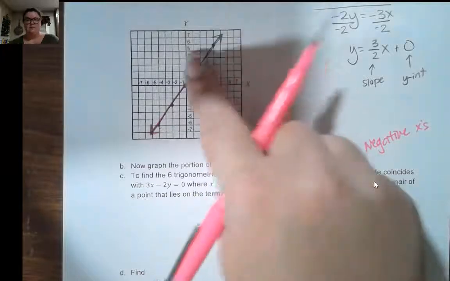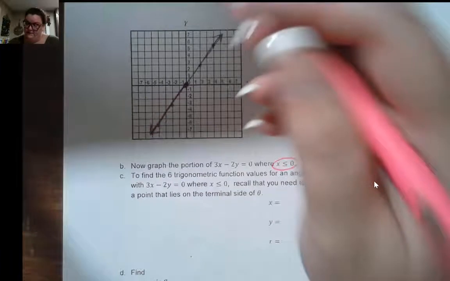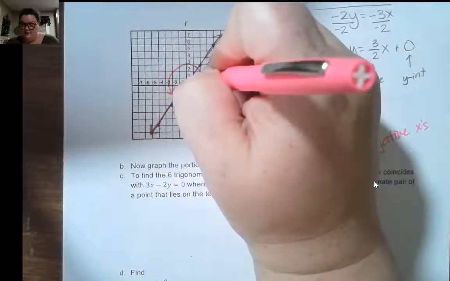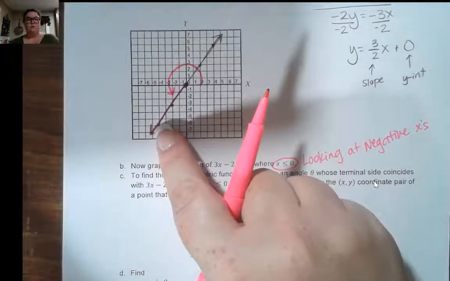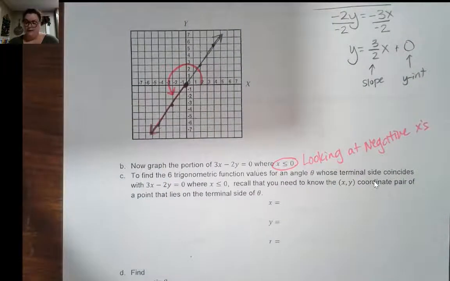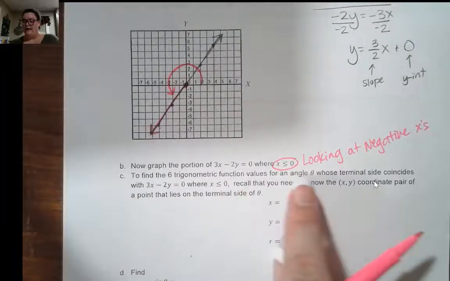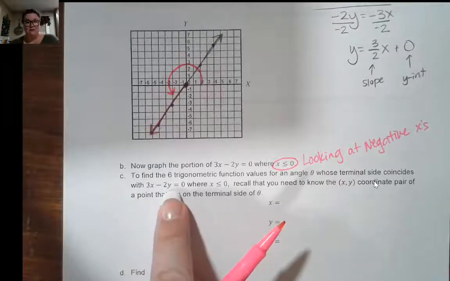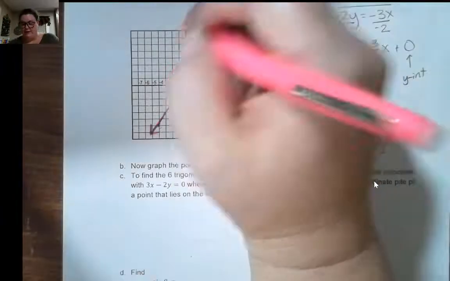So I don't care about this side of the ray. I went ahead and graphed it because it's on the line. But basically what this tells me is that I am looking for this function that has this angle. Right? My terminal side is the side over here where I have negative x values. Okay, so part C says to find the 6 trig function values for an angle theta whose terminal side coincides with this line where x is less than 0. So basically it's just saying we're talking about this angle theta here.